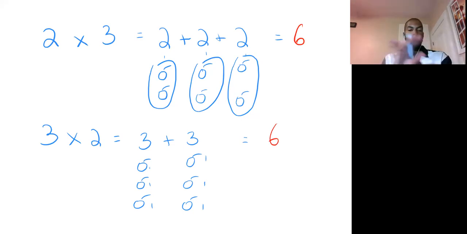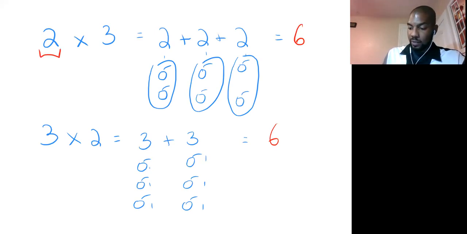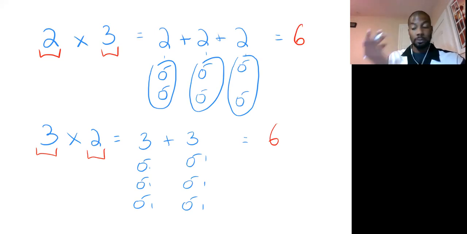Multiplication is reversible like that. It doesn't really matter which number comes first, because basically the same thing is going on. Either you're going to have the groups first and then the individuals in the groups, or you're going to have the individuals in the group first and then the number of groups. Either way, you can always draw out a picture to figure out what's going on.